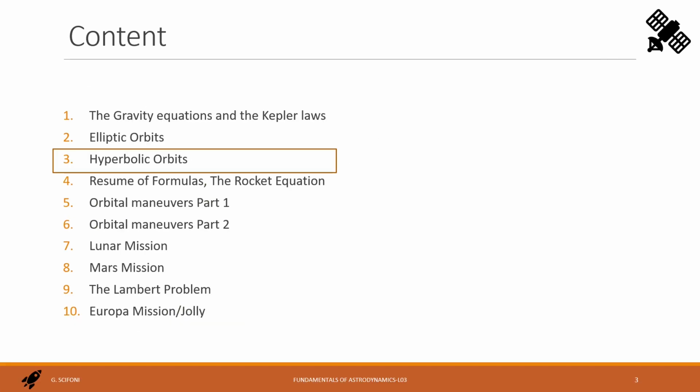In this lecture, we introduce the hyperbolic orbits. We describe what they look like, which parameters define such an orbit, evidencing the differences with elliptic ones. Moreover, as done in the previous chapter, we will link the position with the time.